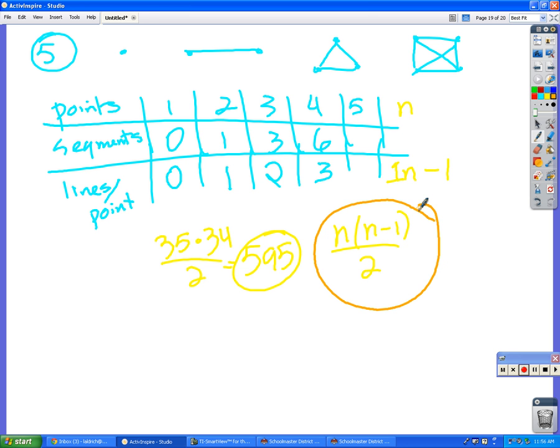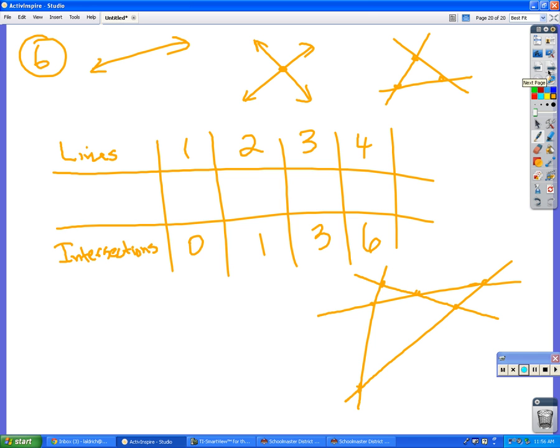So how many times will those lines cross if we make 35 of them? 595. So the formula is exactly the same. Number 7 says, look at the formulas you found in exercises 4 through 6 to describe how the formulas are related. What did we do each time? Multiplied and then divided by 2. Then explain how the 3 problems are related geometrically. Any bright ideas there?